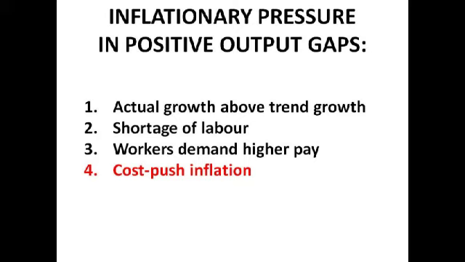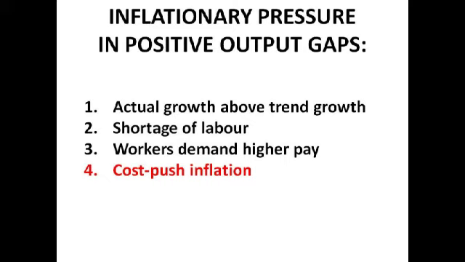Earlier we spoke about positive output gaps. I think we might have mentioned the inflationary pressure. Here's a more big breakdown of the inflationary pressure and where it comes from. When actual growth is above trend growth, there's a shortage of labour because our labour is already in places and it's used to producing a certain amount, not this increased amount.